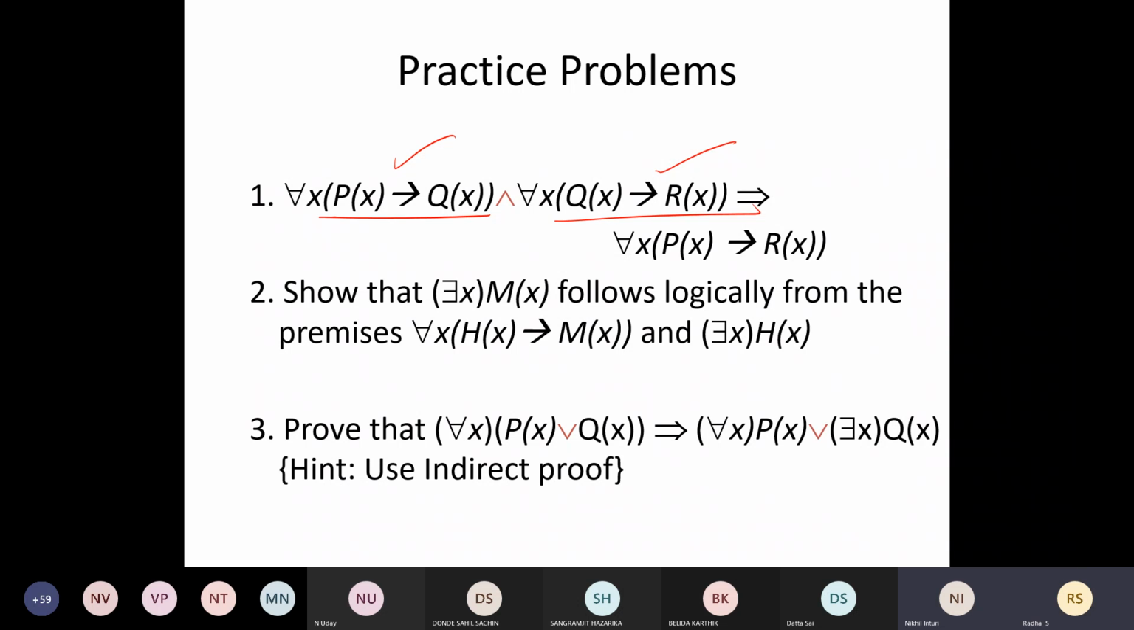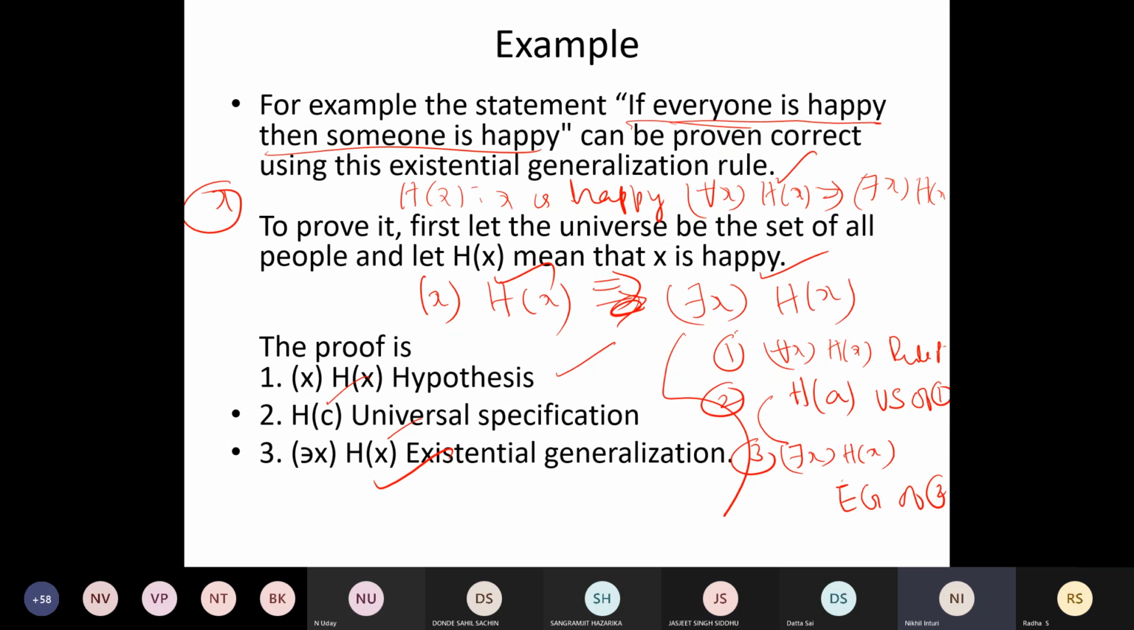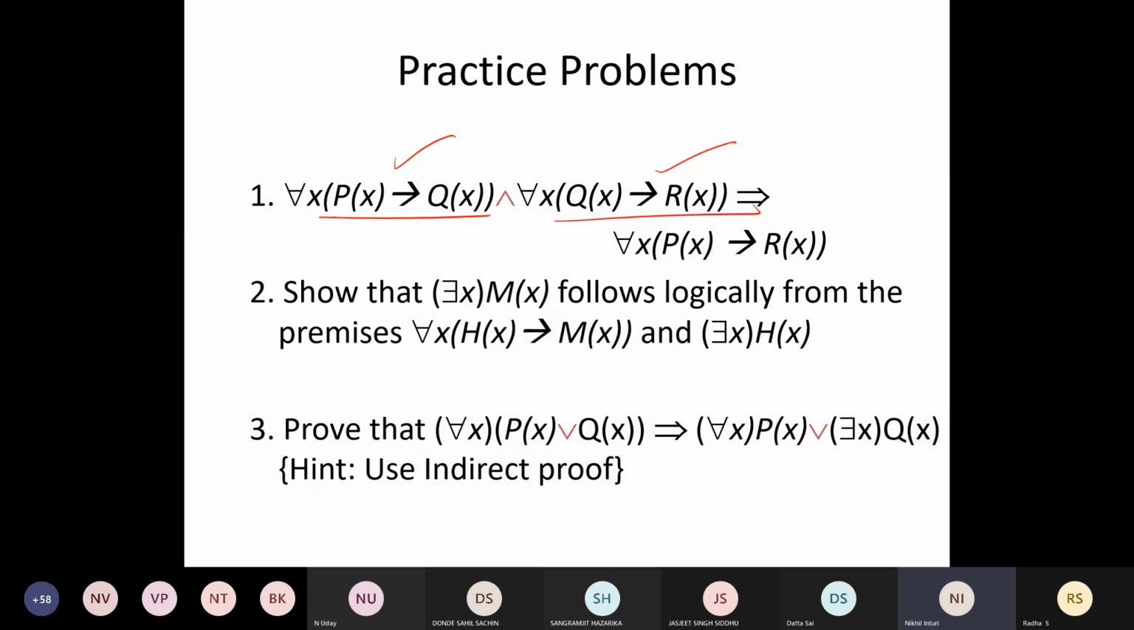Out of the 3 questions, which question will we do first? The first one, ma'am. Ma'am, can you just go to the previous slide for a minute? Sure. Thank you, ma'am. These 3 questions now we are going to do. Take down the first question: for all x, p of x tends to q of x, and for all x, q of x tends to r of x, implies for all x, p of x tends to r of x.